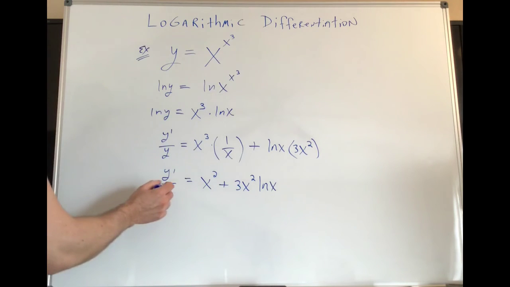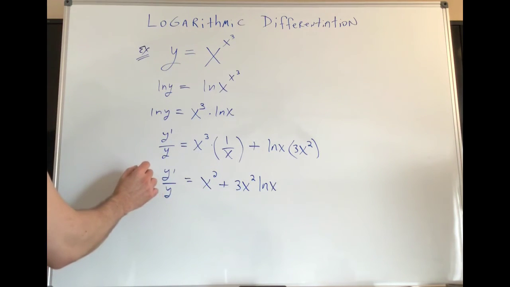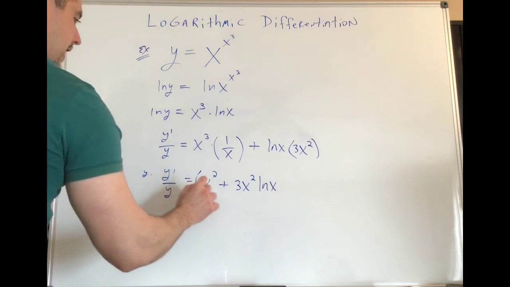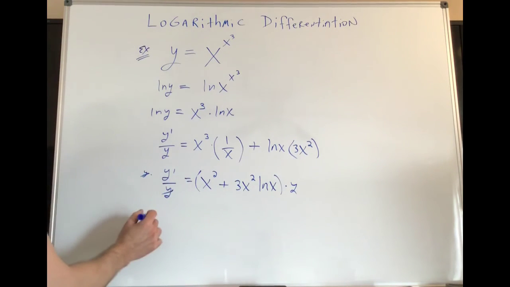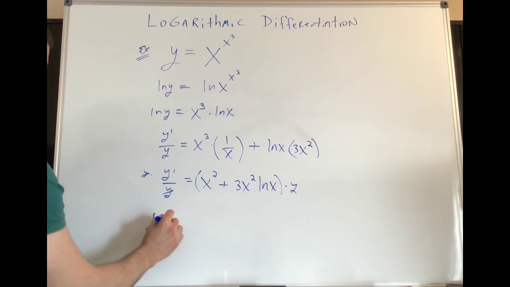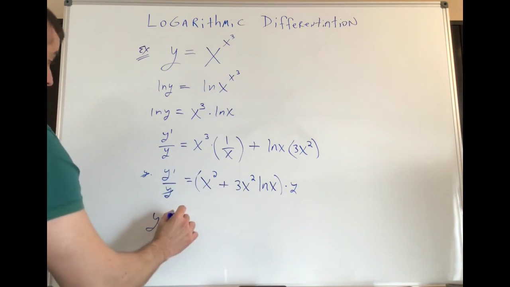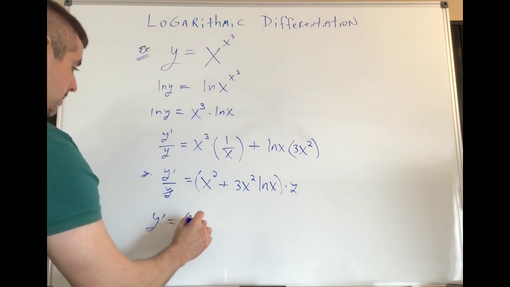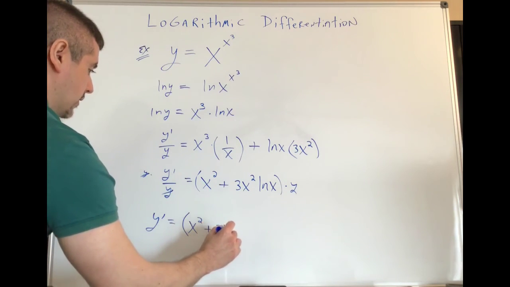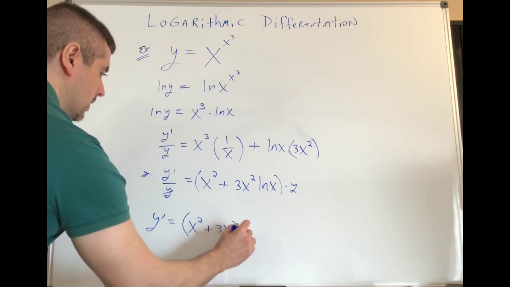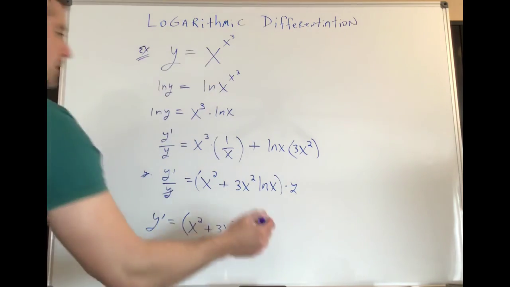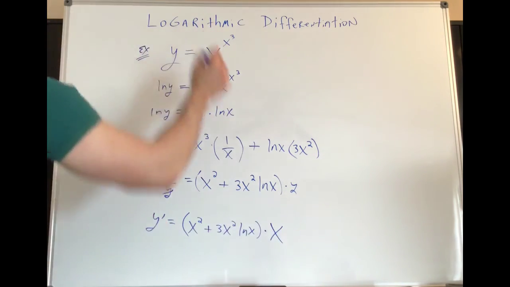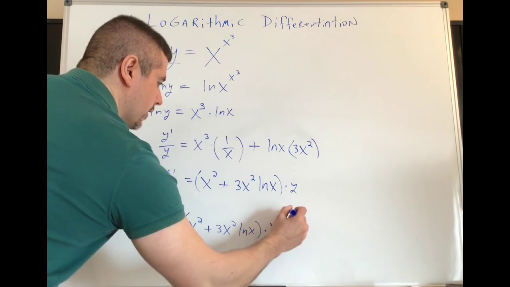I'm about to move this to the other side. I'm going to multiply both sides by y. Knock that out. Now prepare yourself for the horror of this answer. These parentheses better be here. Be very careful. I do not want you to factor out. This is nasty enough. What was y? You always get the original function in its derivative.